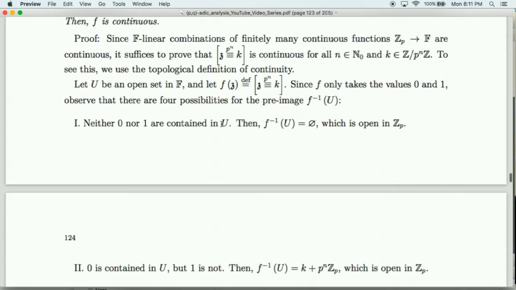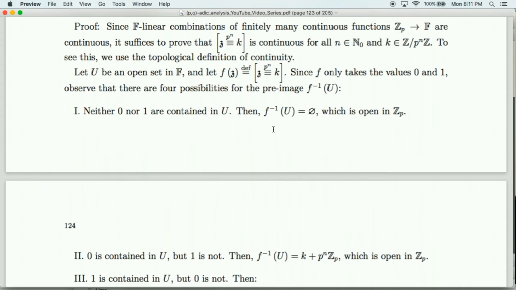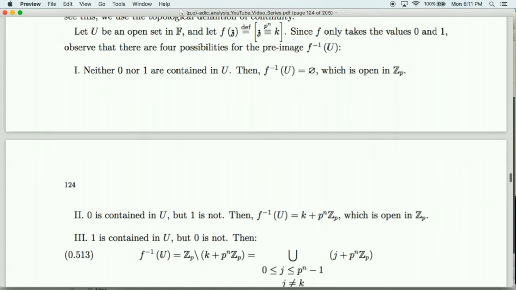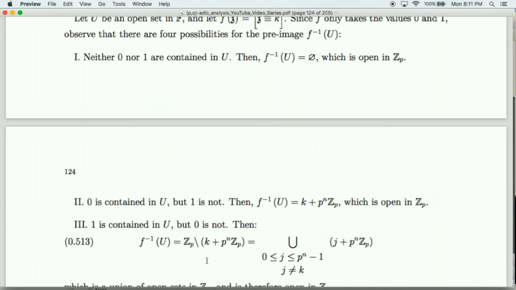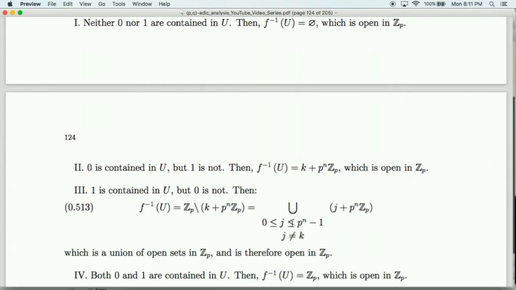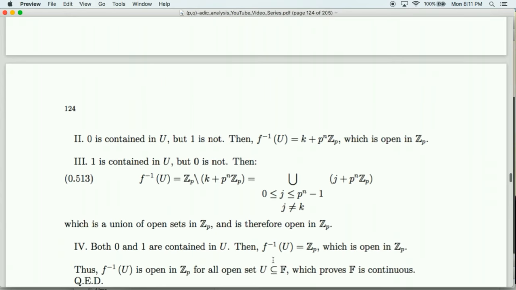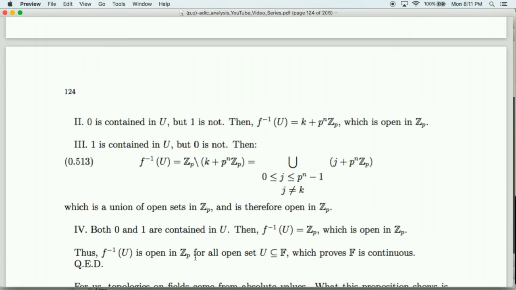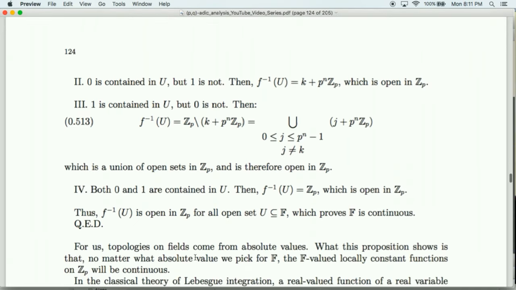If u contains neither 0 nor 1, then f's preimage of u is empty, which is open. If u contains 0 but not 1, then the preimage of f is this set, which is open in Z_p. If u contains 1 but not 0, then the preimage of u under f is going to be everything in Z except the set where... it's the other way around. And this is going to be a union of open sets, and therefore it's an open set. And if both 0 and 1 are contained in u, then f inverse of u is Z_p, and it's open in Z_p. So f inverse of u is open in Z_p for all open sets u, and therefore f is continuous.